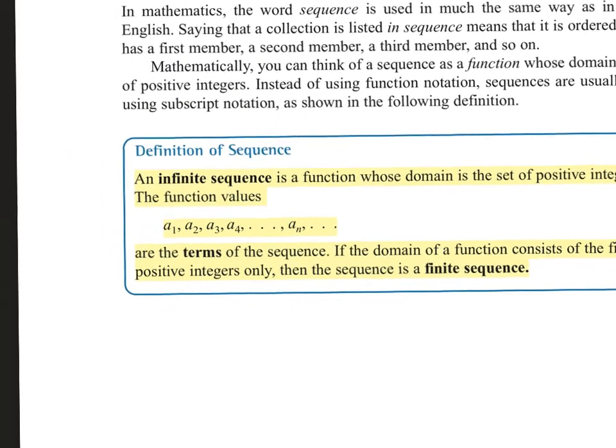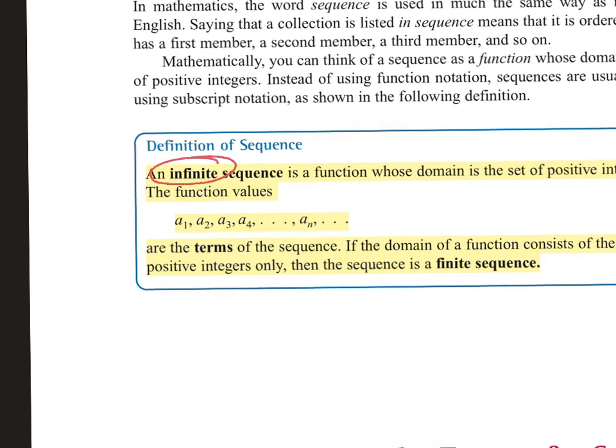Vocabulary-wise, all right, we're going to talk about infinite sequences and finite. What does the word infinite mean? Never-ending. It's endless. Good. Like infinity. And then what does finite mean? Ending. It has an end. Good. Has an end. All right. Good that we know those words.